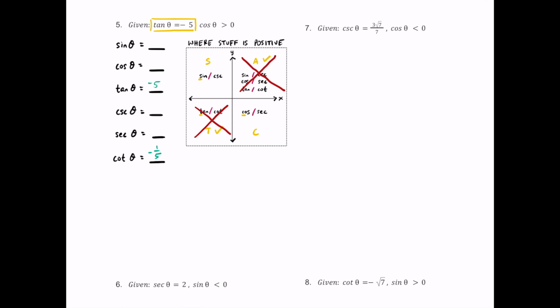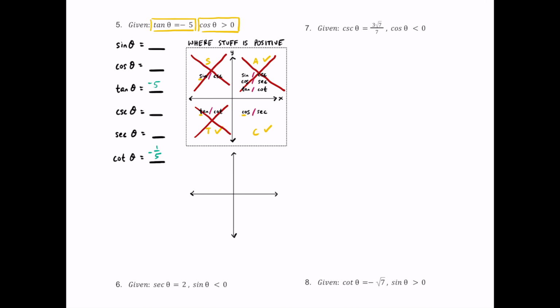Now, to narrow it down even more, let's check out this information over here. We know that cosine of theta is greater than 0, which means cosine's positive, right? Now, cosine's positive over in quadrant 4, but it's negative in quadrant 2. So let's go ahead and narrow it down, and we know that we have to be working in quadrant 4 here.